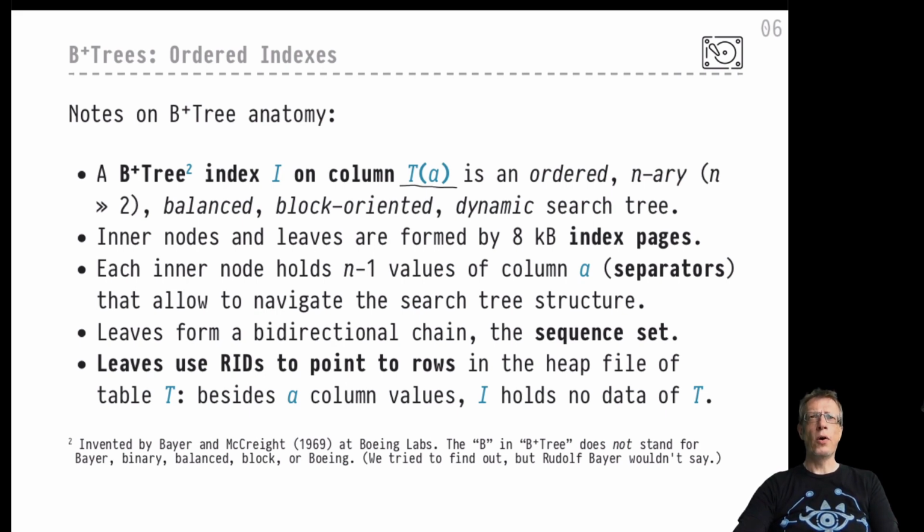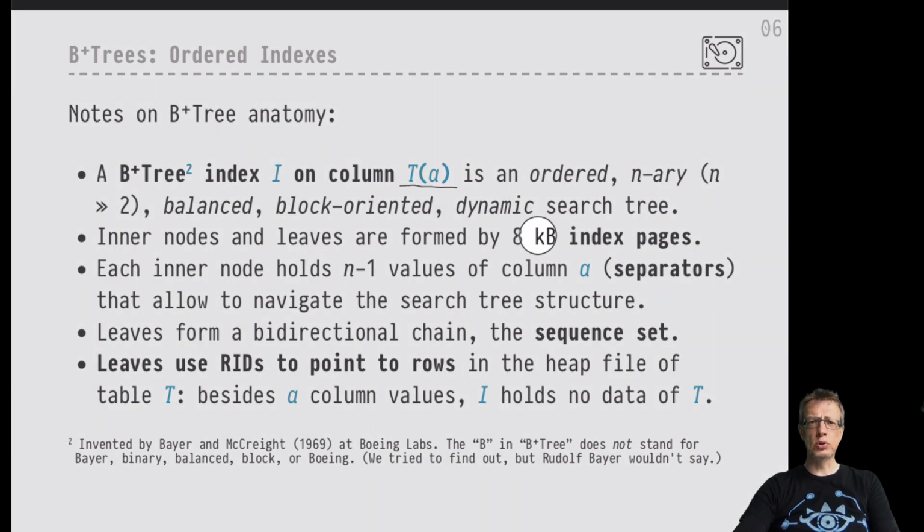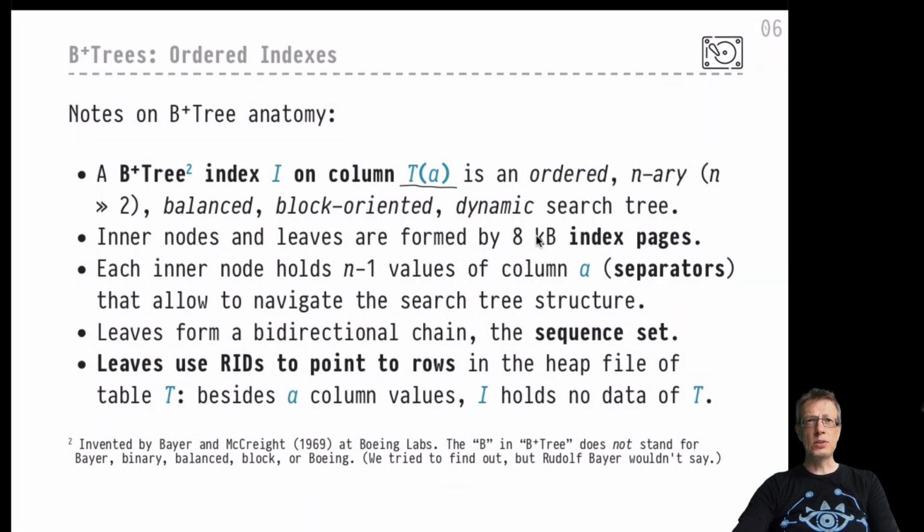Well, anyway. It's a block-oriented tree, so the inner nodes and the leaves are all formed by these 8 kilobyte index pages. Indeed, this 8 kilobyte is the default size of pages in PostgreSQL. If we grow that size, the size of the node pages inside our B+Tree will grow as well. It's a search tree, all right? So in the inner nodes, we will find n-1 values of column A. Column A is the index column, the column that we use to organize the B+Tree.